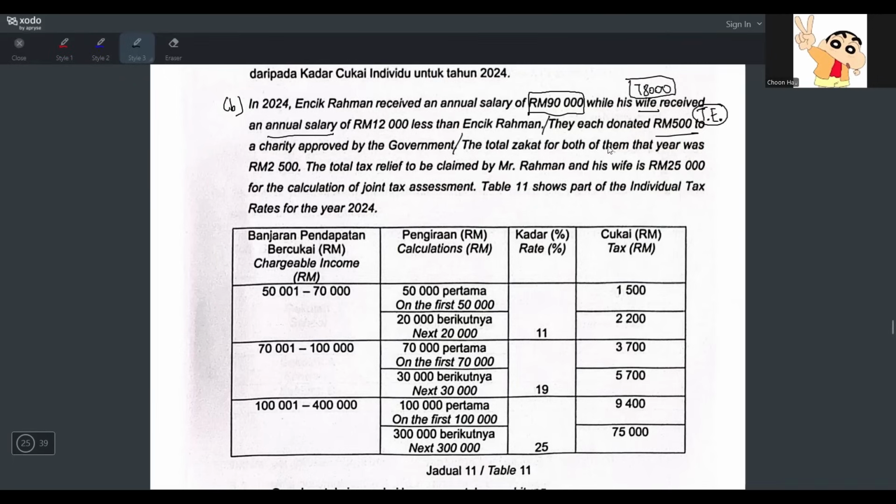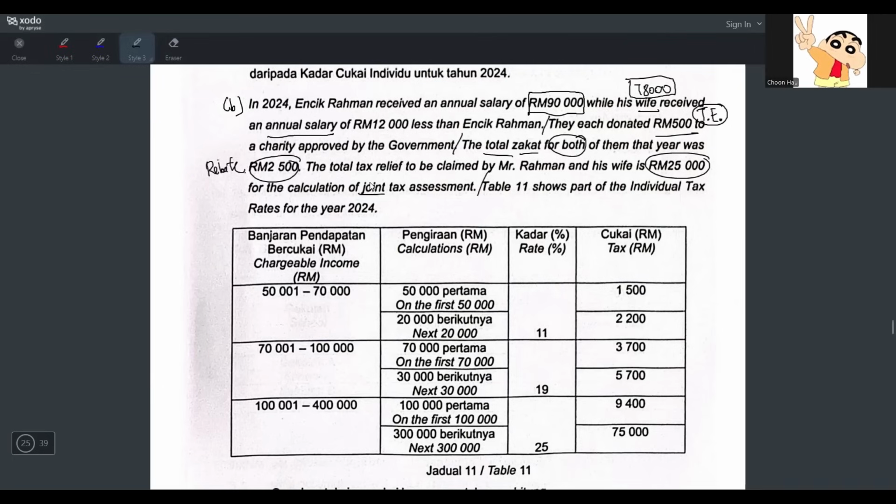The total zakat for both of them that year was 2,500. So 2,500 is already the total for both. Total for both, and it's the zakat, so it's the tax rebate, TR. And then the total tax relief, it's confusing, because TR can stand for tax relief also. So I'll just call it rebate. Okay, the total tax relief claimed by Mr. Rahman and wife is 25,000 for the calculation of joint tax assessment.